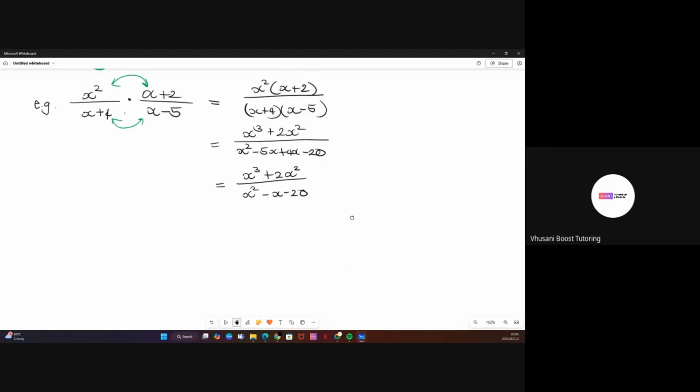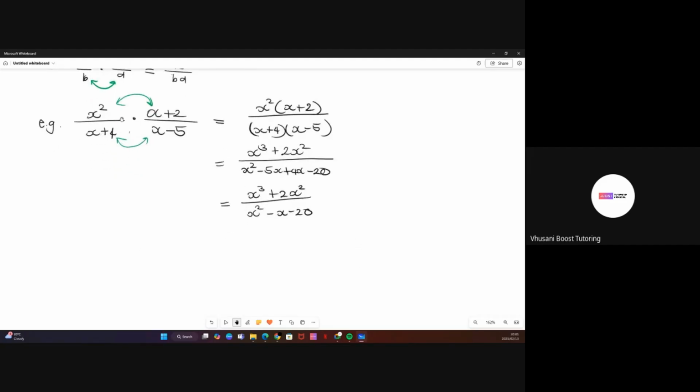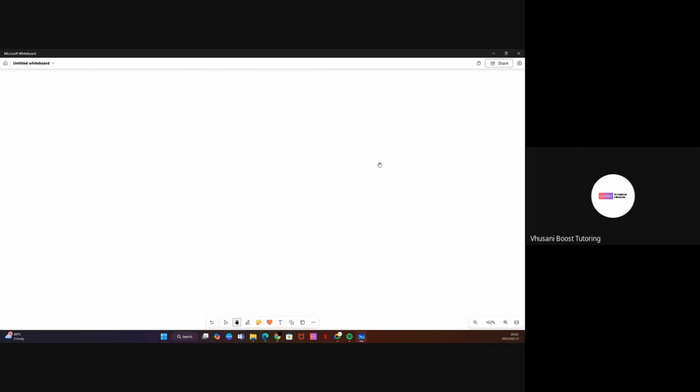So I'm not gonna do any other example with multiplication because the technique is always the same, right? You see a multiplication in the middle, multiply the numerators, multiply the denominators, and then you're done. It's always the case, right? But now let's head over to division of fractions.